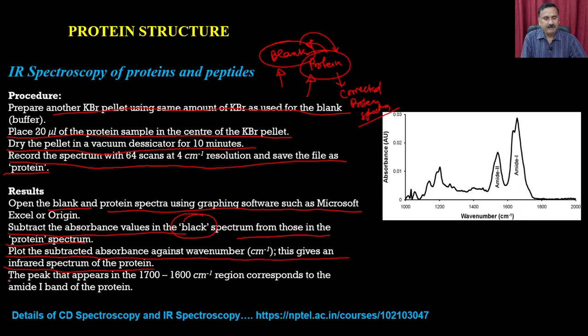The peak that appears in the 1700 to 1600 region corresponds to the amide 1 band of the proteins. So what you see here is the typical IR spectra of the proteins, and you are going to have these peaks. This is the amide 1 peak, this is the amide 2 peak, and you are going to get some more peaks also. Now, how are you going to analyze this?